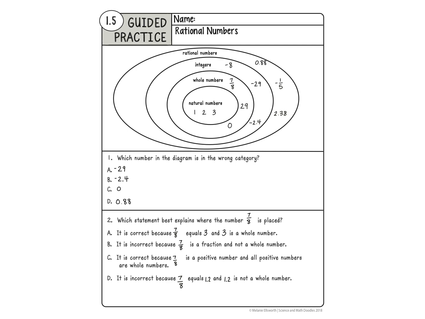Okay. So if I look at my guided practice, number 1 says, which number in the diagram is in the wrong category? What did everybody get? B, good. It should be -2 and 4/10. Yeah, because they have it placed in the integer section, and that's technically a rational number because it's a decimal. Okay, number 2, which statement best explains where the number 7/8 is placed? B, it's incorrect because it's a fraction, not a whole number. Are there any questions about that before we move on? Okay.